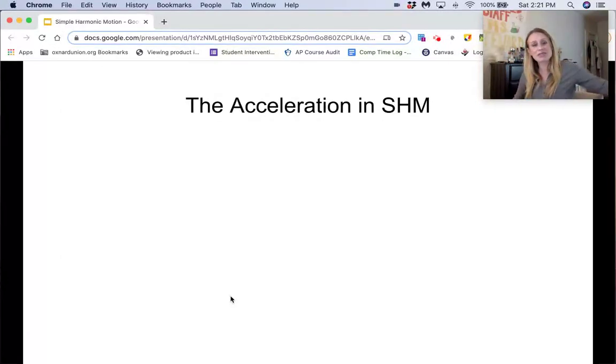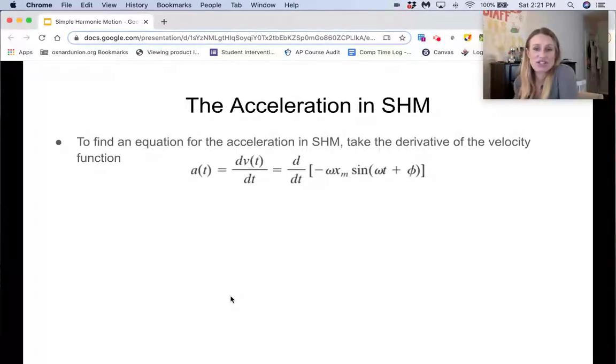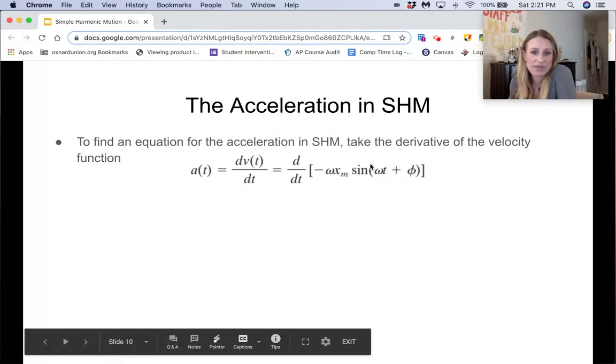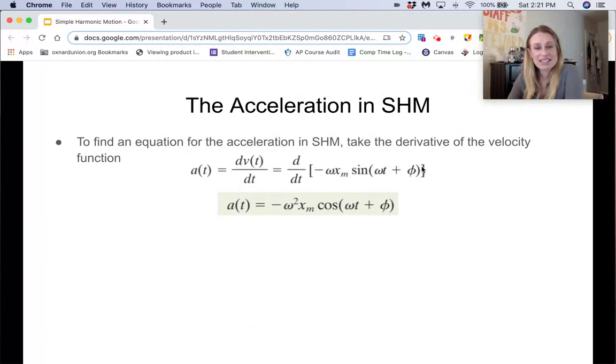All right, acceleration. Just like how we took the derivative of the position function to get velocity, we now take a second derivative of that function to get acceleration. So again, using the chain rule, we have to take the derivative of the inside, multiply it by the derivative of the whole thing, and we get that the acceleration as a function of time is a negative omega squared, angular velocity squared, times the amplitude times the cosine of the phase, which again is angular velocity times time plus phase constant.